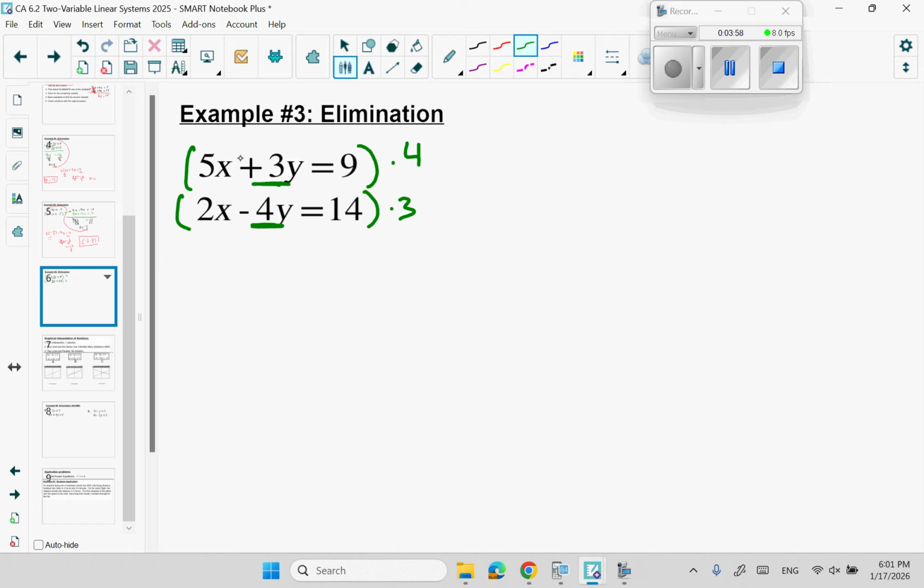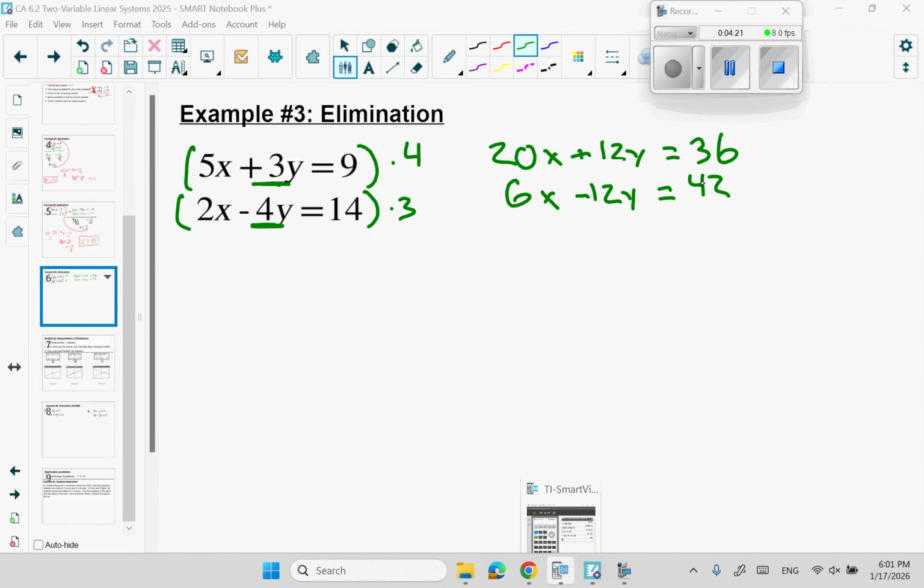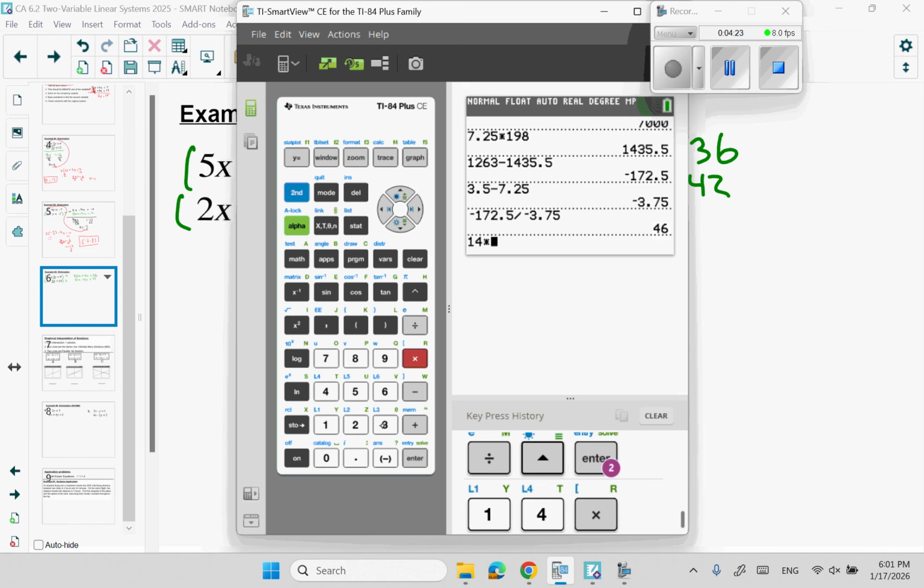So 5x times 4 is 20x. 3y times 4 is 12y. 9 times 4 is 36. 2x times 3 is 6x. Negative 4y times 3 is negative 12y. And 14 times 3 is 42, I believe. Just double check that. Yeah.